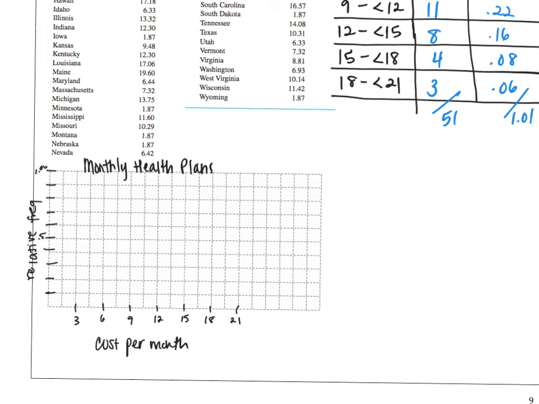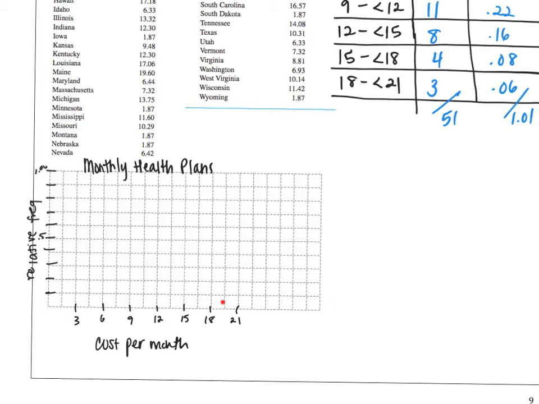Okie dokie, so as you can see, I labeled my Y-axis with relative frequency. I labeled my graph with monthly health plans, and I labeled my X-axis with cost per month. I want you to note that it is fortunate that I was able to start at 0 and then correspond directly to my intervals with these values 3, 6, 9, 12, 15, all the way to 21. But you do need to be aware that you do not do anything misleading with this value 0.